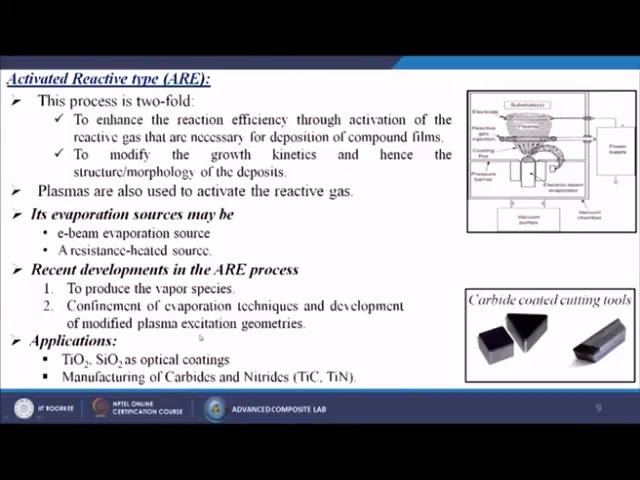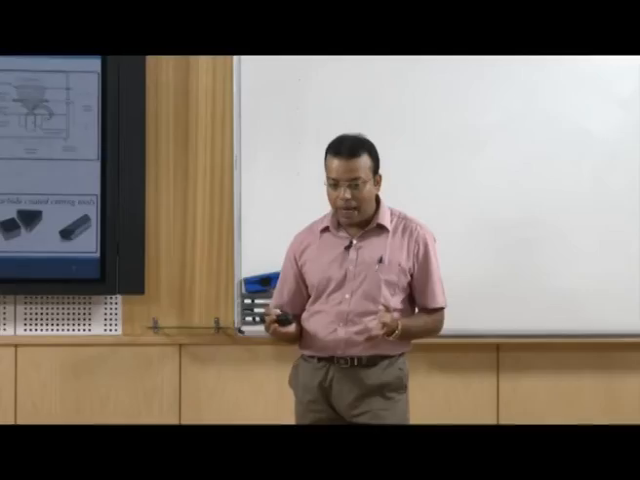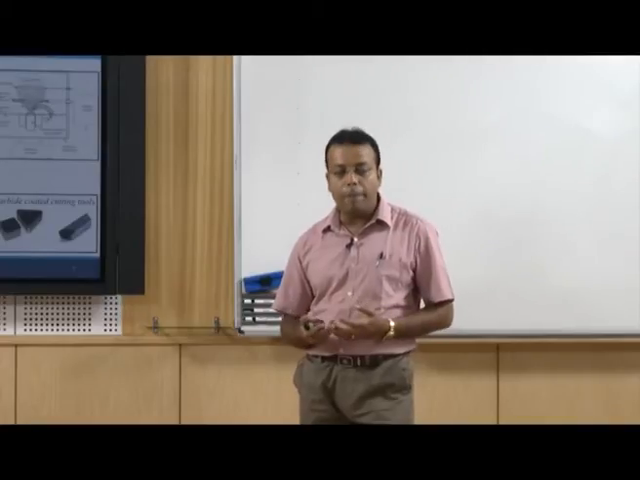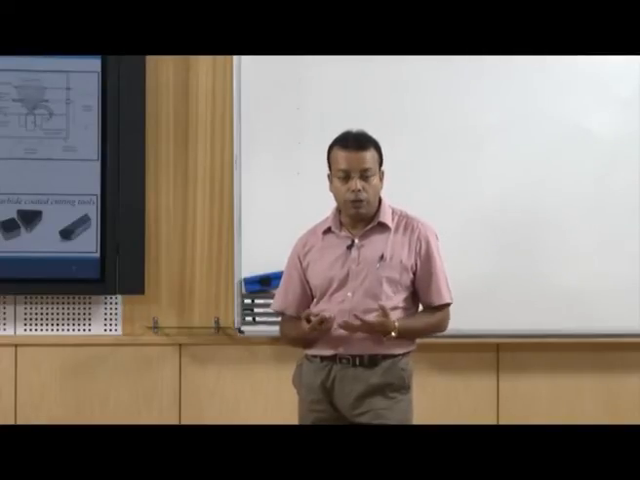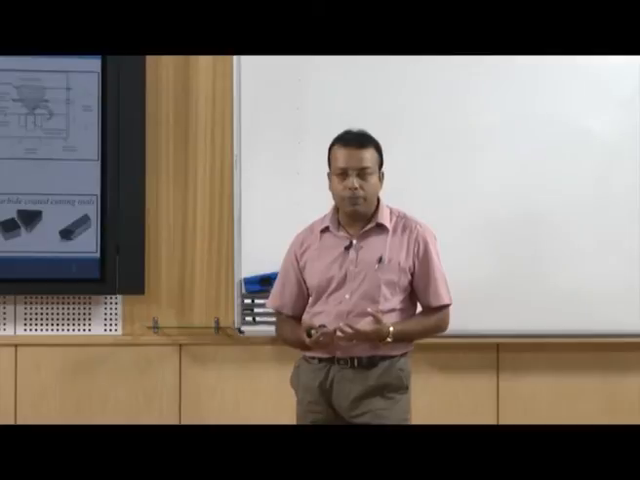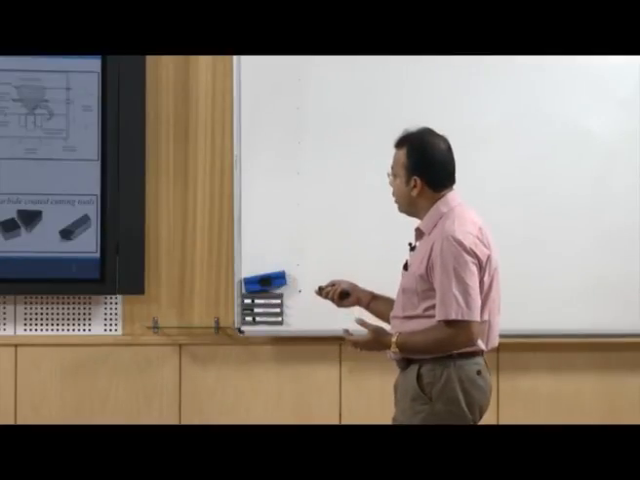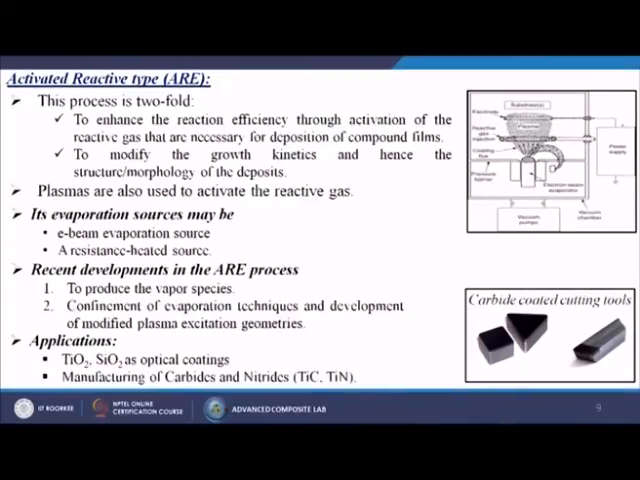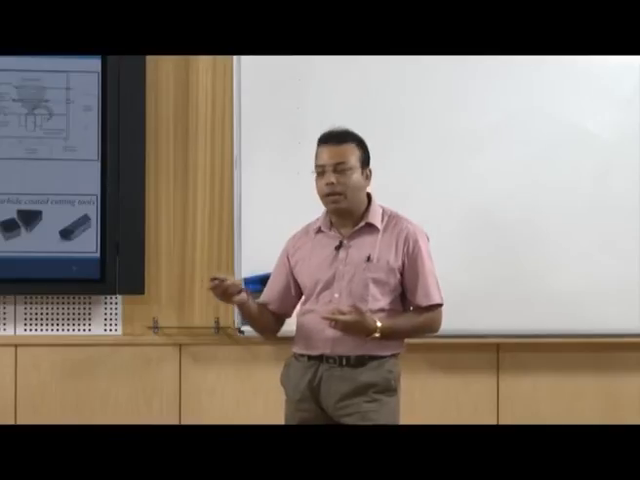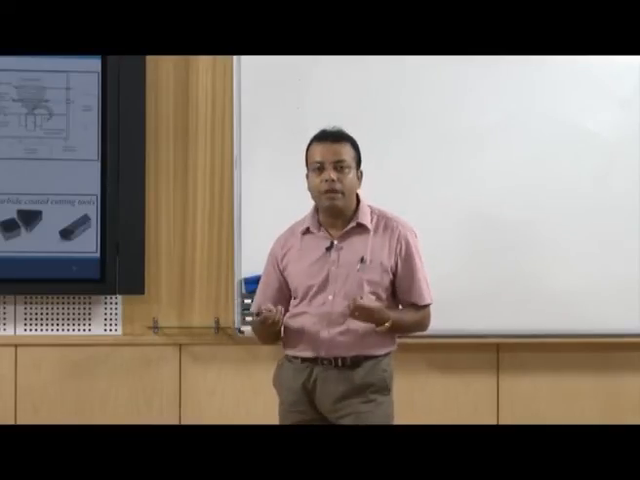What are the applications? We can make titanium dioxide and silicon dioxide as optical coatings, and manufacture carbides and nitrides, meaning titanium carbide and titanium nitride, which can be used for coating some kind of tool materials or cutting tool materials. Here you can see some kind of inserts generally used for cutting tools, because as we know, if we want to make the cutting tool entirely from these kinds of materials, it will be very expensive.